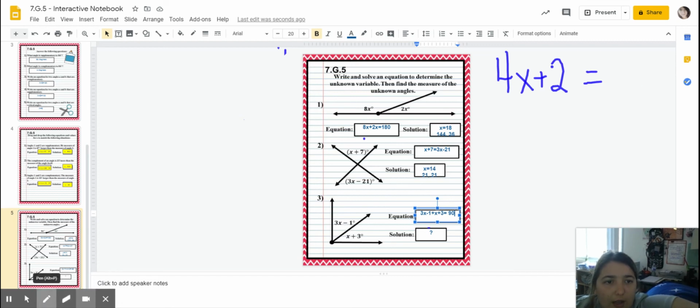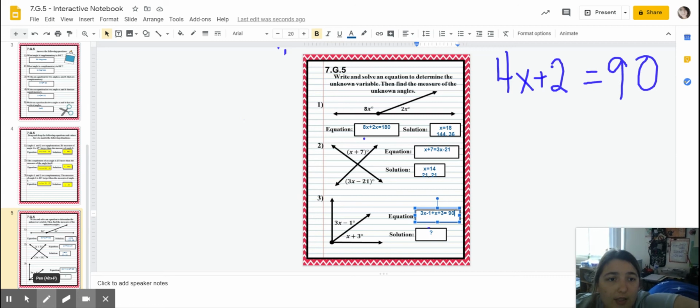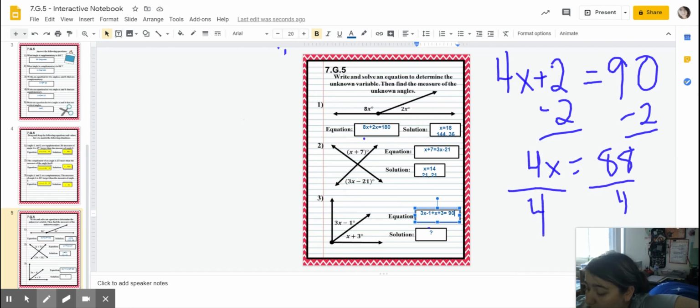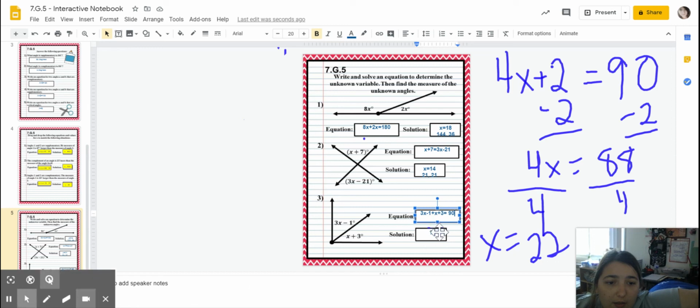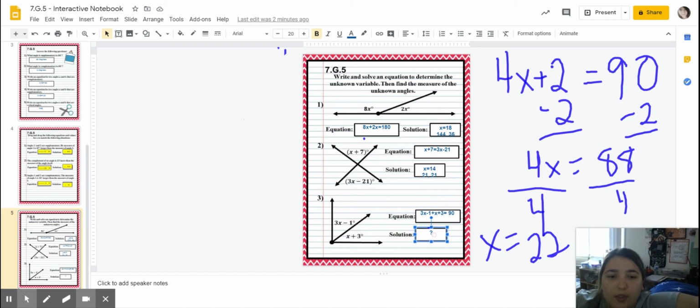So equal to 90. And we can subtract 2 from both sides, so subtract 2 to get that x alone. So we end up with 4x equal to 88. And we want to divide both sides by 4. So we end up with x is equal to 22. So in our solution, we're going to put x equals 22, and we're going to solve for those two sides. So let's go ahead and type that in. So x equals 22.